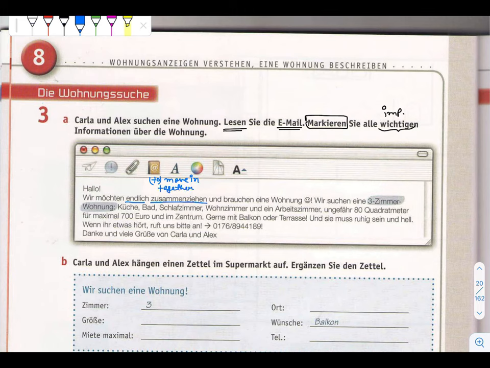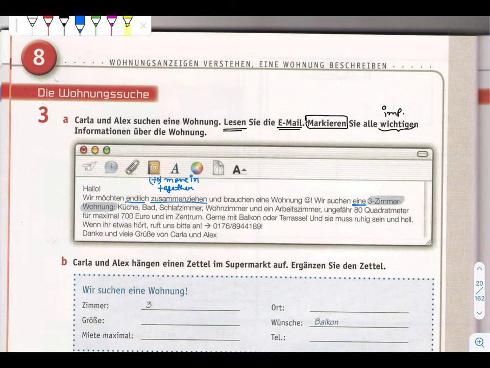Und brauchen eine Wohnung, and we need an apartment. Wir suchen eine Dreizimmer Wohnung. Again see here, it is eine. So now you know, okay? Now I gave you the logic here, why here it is eine. Because each and everything you cannot learn in any language. There is some logic which you need to remember and which will make your work with this language very easy.